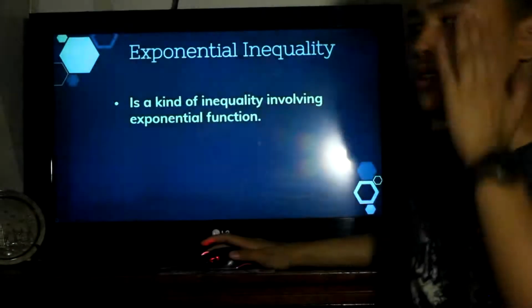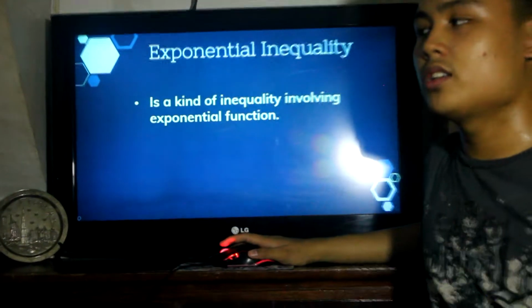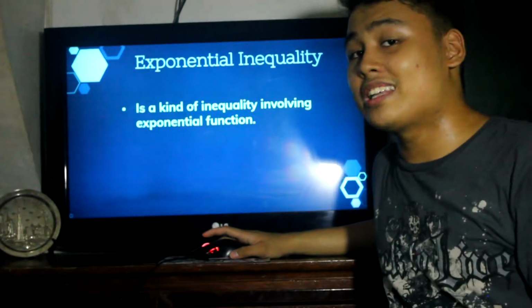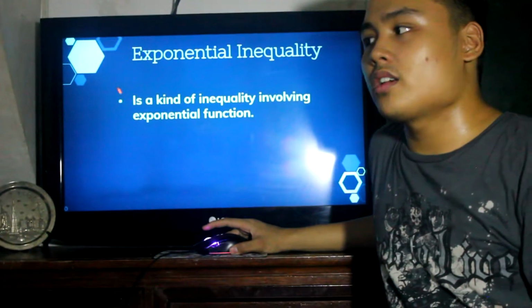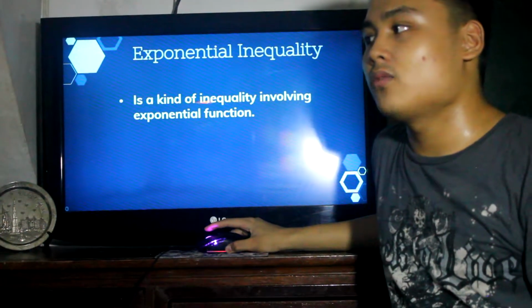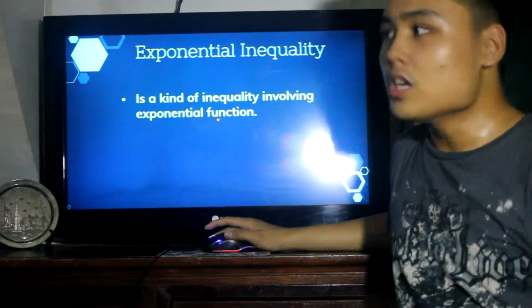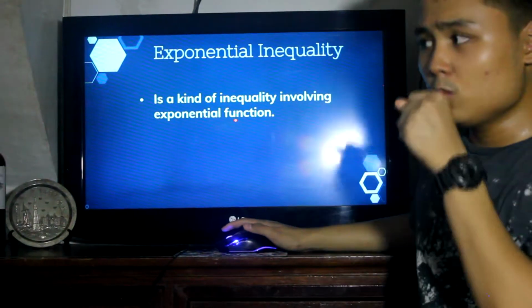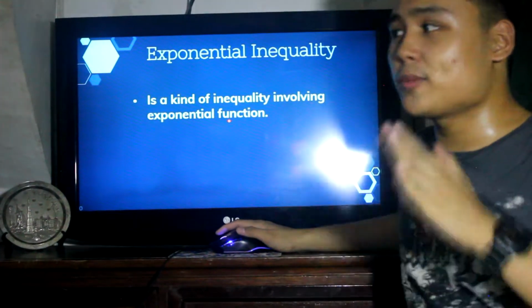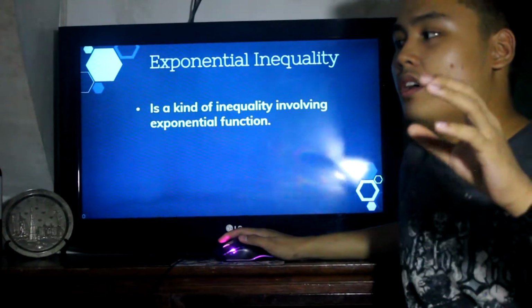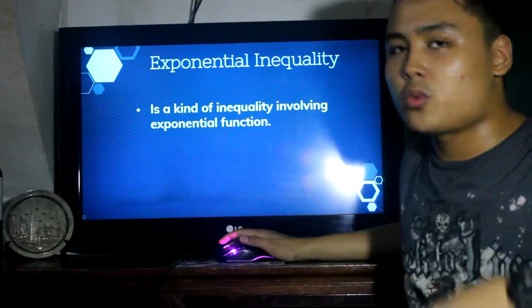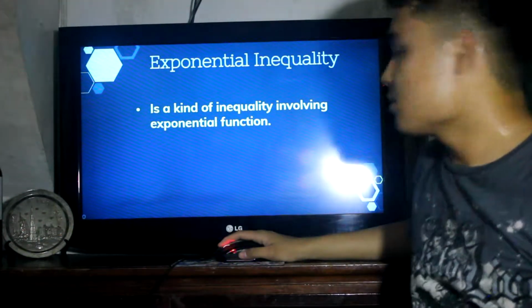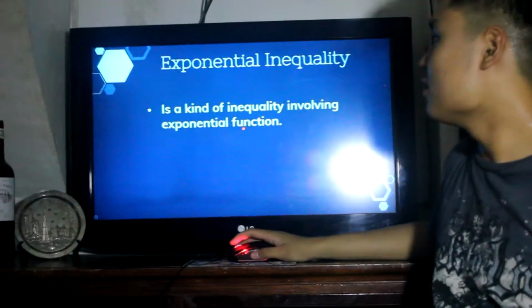So, yung isa namang kind ng exponential is exponential inequality. Exponential inequality is a kind of inequality involving exponential function. Ito naman yung kind ng inequality na meron sa exponential. So, let's try it for more example.